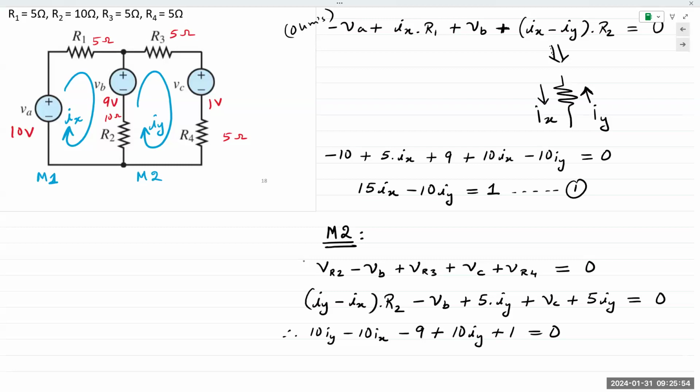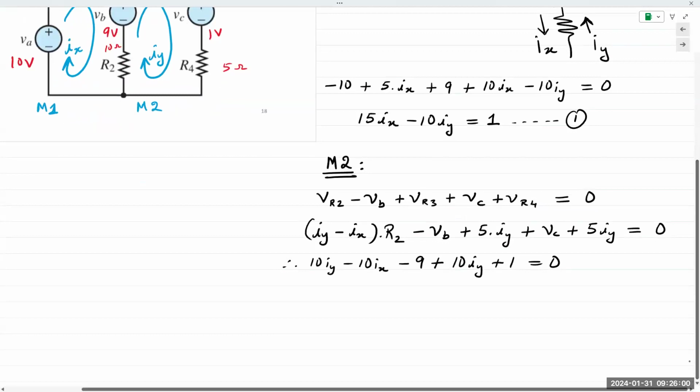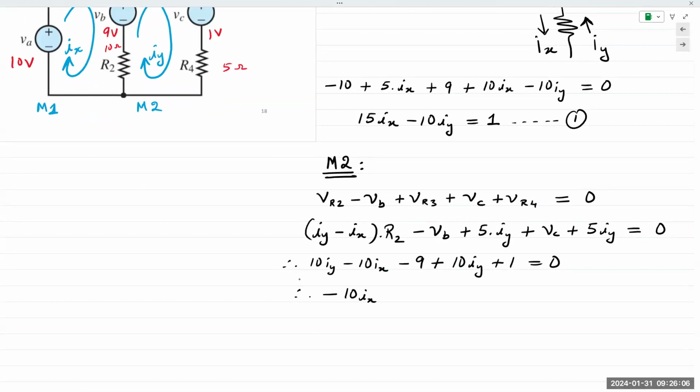Rearrange the terms in the form of AX plus BY equals C, and we obtain this expression. Minus 10 times IX plus 20 times IY minus 9 plus 1 is minus 8. Take it on the other side, you get 8. I'm going to call this equation 2.